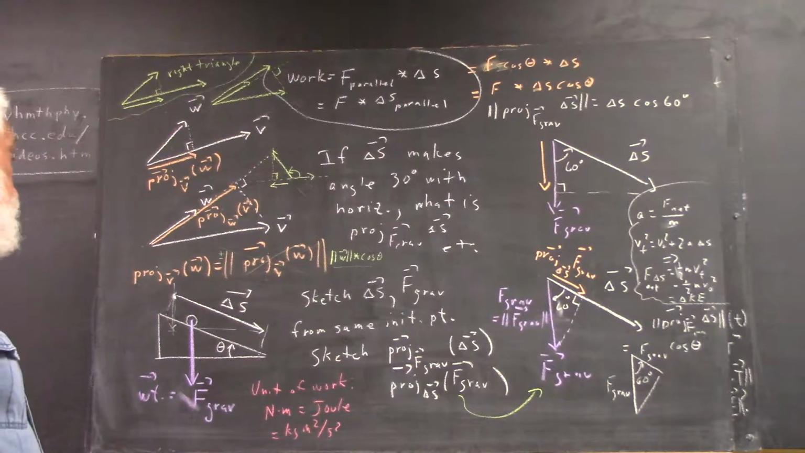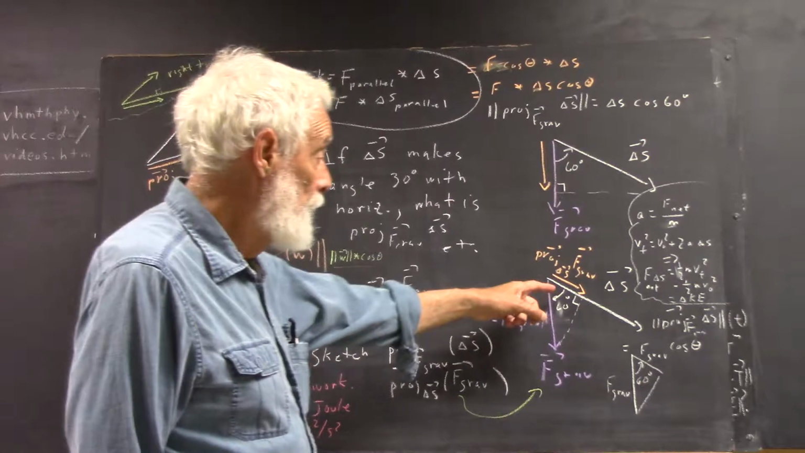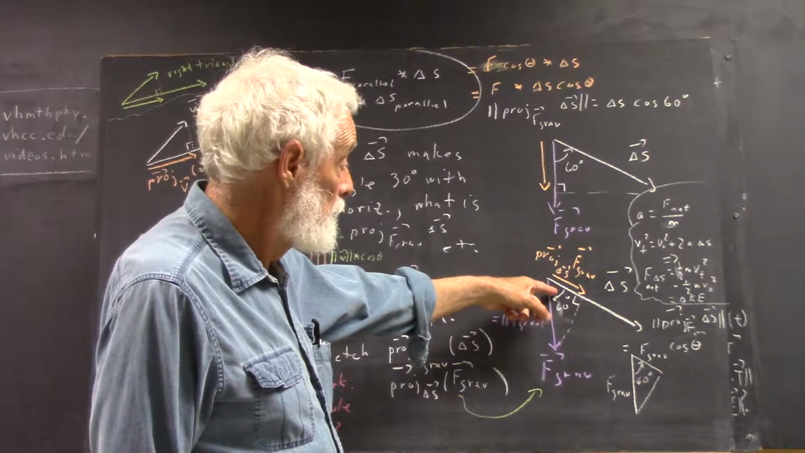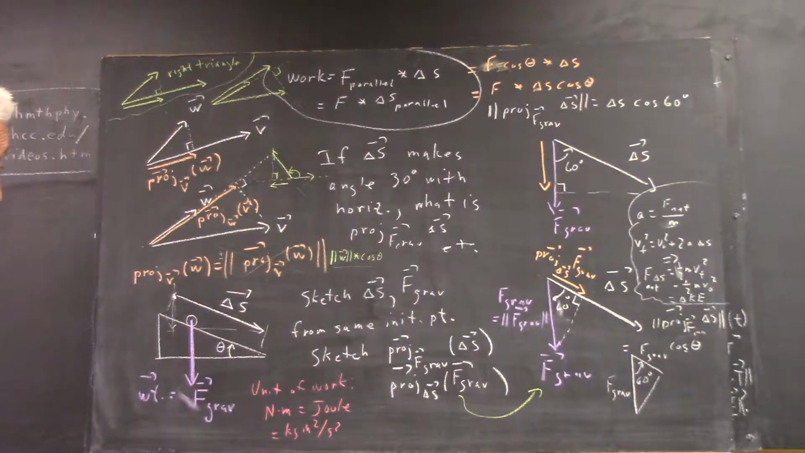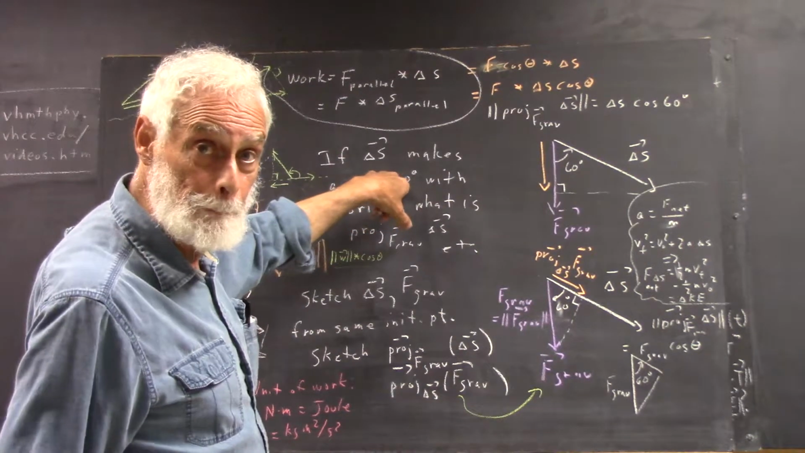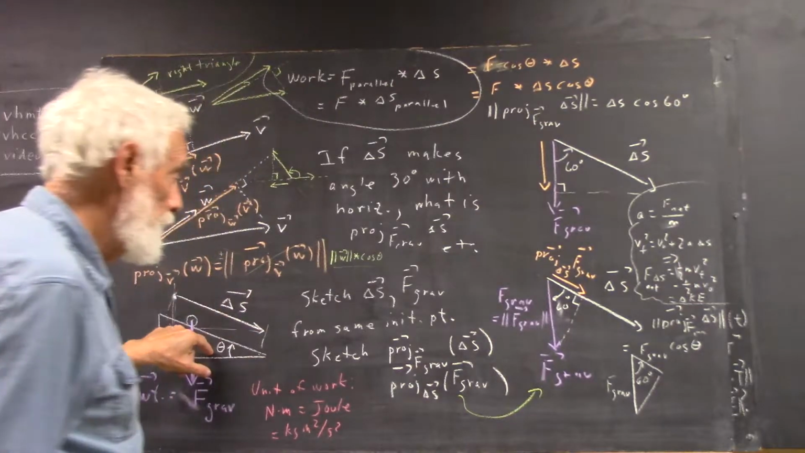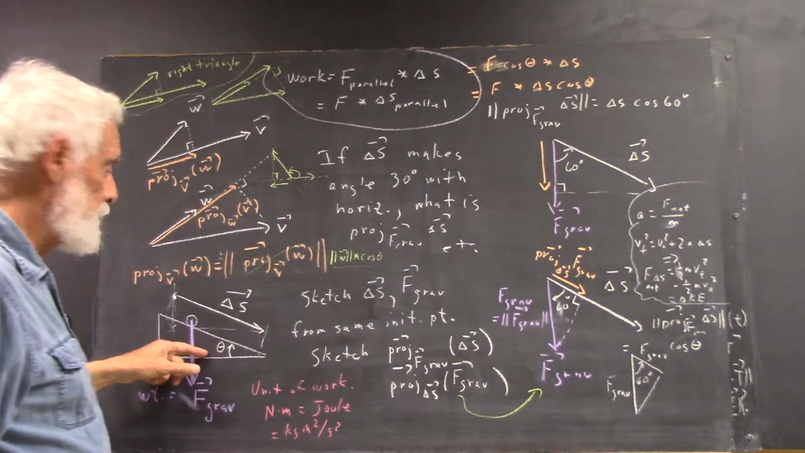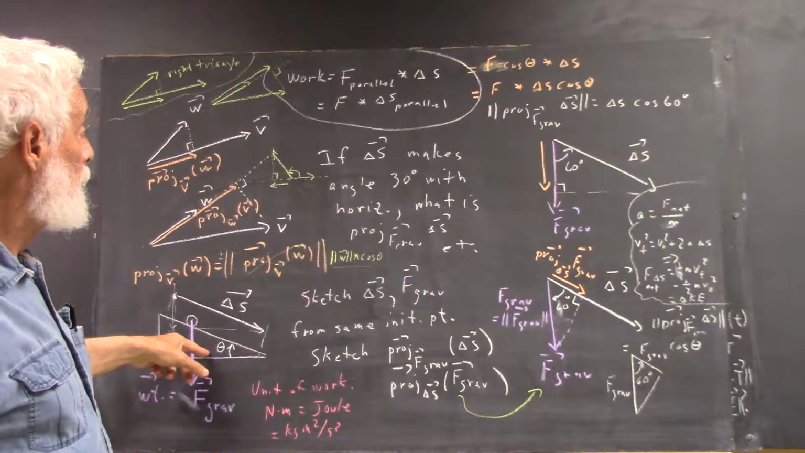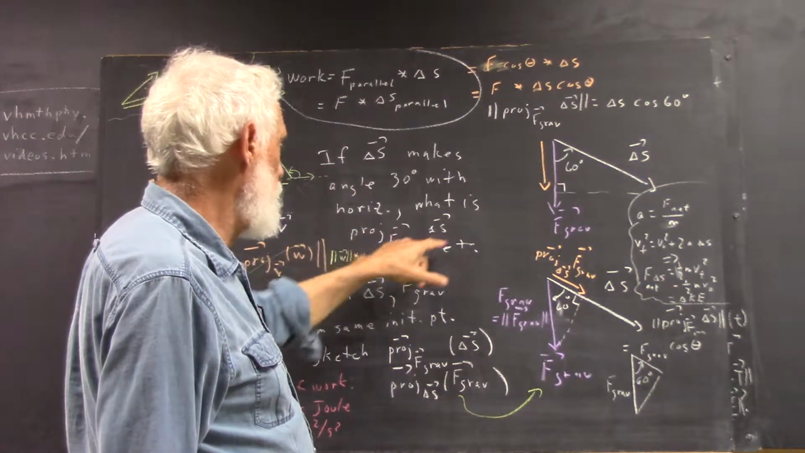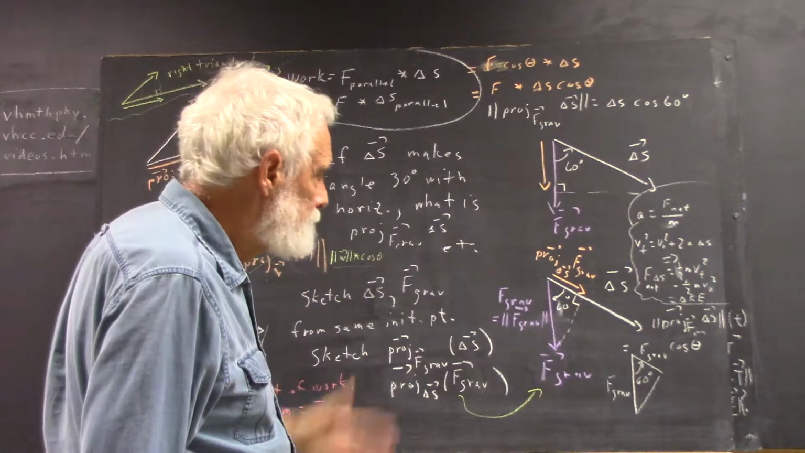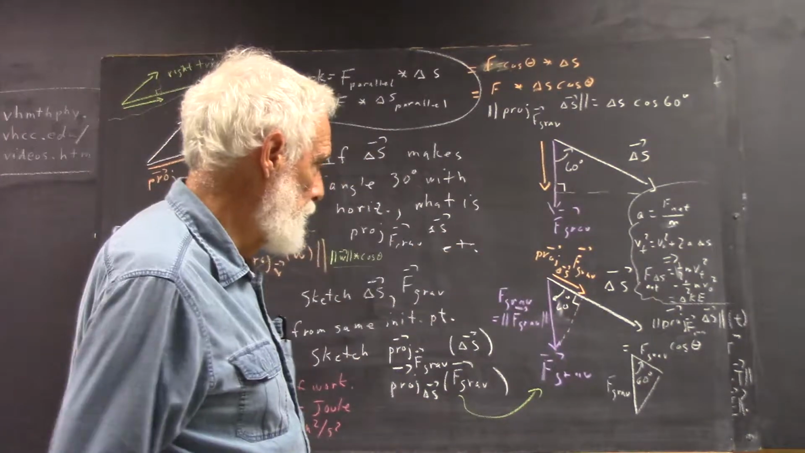One thing that we know then is this angle. I say it's 60 degrees. How do I get 60 degrees out of this picture? I don't know how I get 60 degrees because I never said anything about, oh yeah, I did. 30 degrees, right? So this angle here for the picture is supposed to be 30 degrees. So if delta S makes an angle of 30 degrees, what is the projection of delta S onto F grav? This is the question we're answering with this picture.